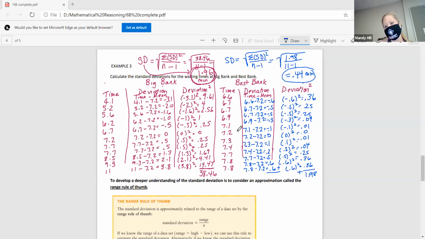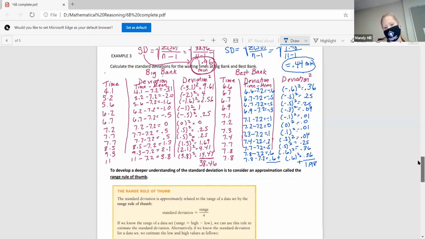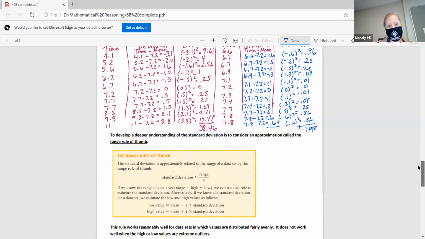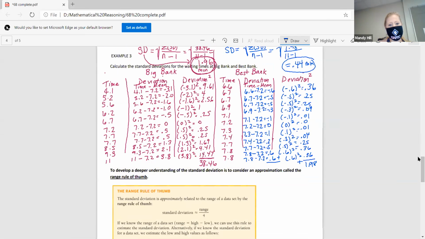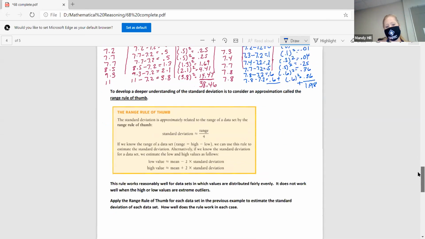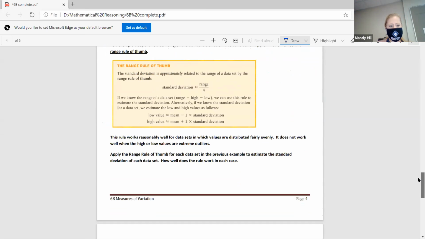So that was a huge process. And let's face it, in life, sometimes you're not going to have a graphing calculator with you, and to do all of these calculations, that is crazy. So there is another way that you can estimate the standard deviation. Now, this is not going to give you a perfect answer, but it does give you a value for standard deviation that's pretty close, and it's a whole lot easier to do.